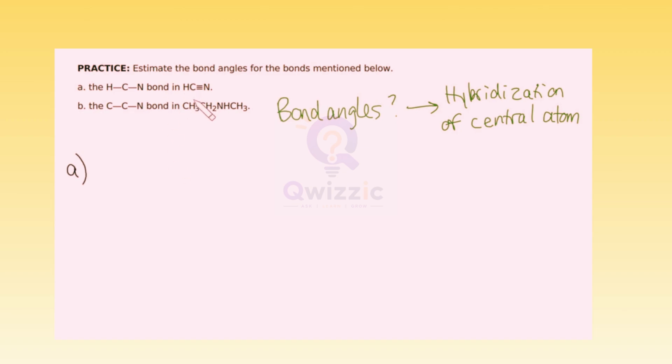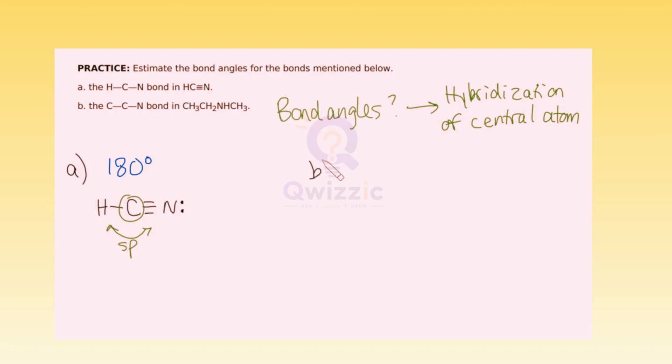So for HCN, it's pretty straightforward. H single bonded to carbon, triple bonded to nitrogen. That carbon has 2 charge centers. So the carbon is going to be sp hybridized. And we know that the bond angle for an sp hybridized atom is 180 degrees.